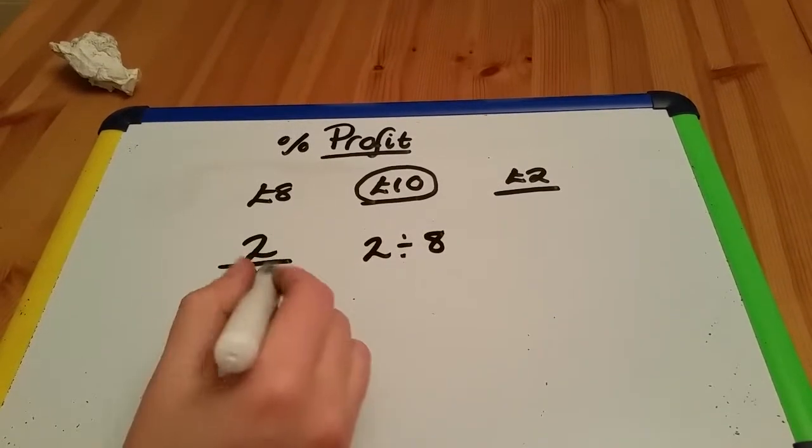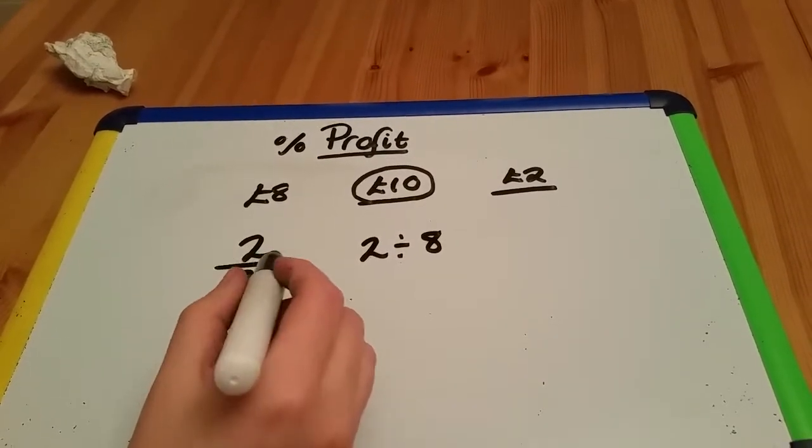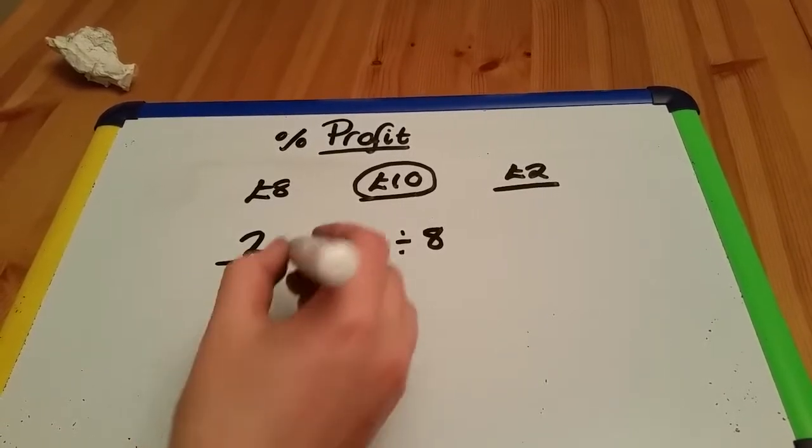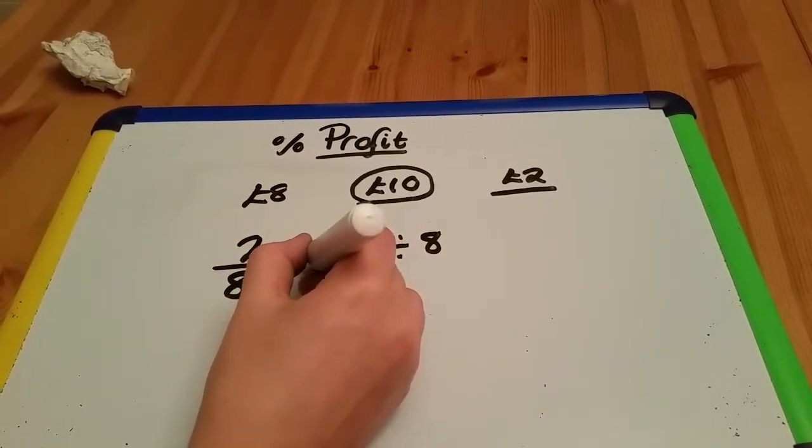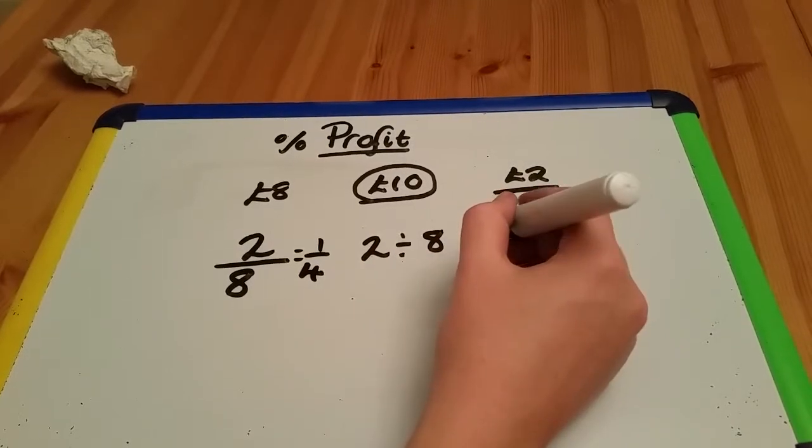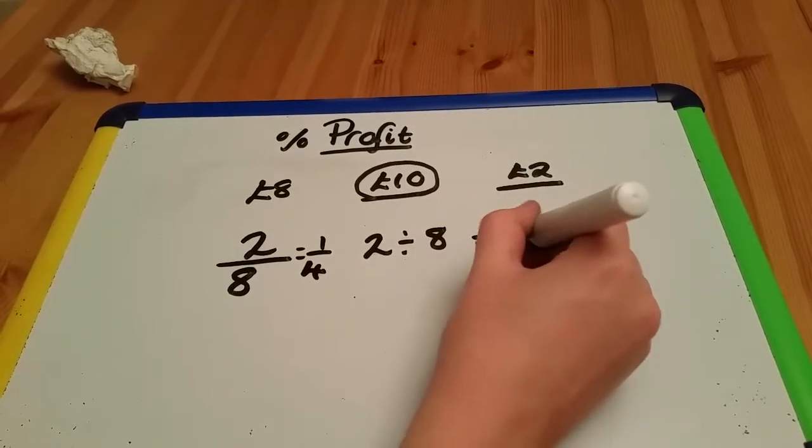You might already notice that this fraction is equivalent to another one. 2/8 is equivalent to a quarter. A quarter is actually 25%.